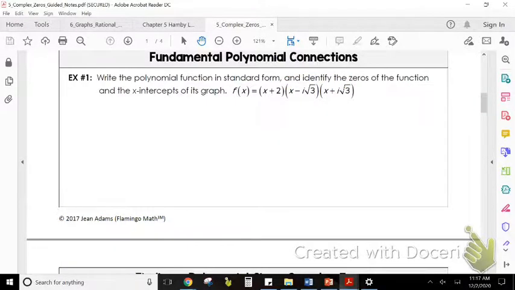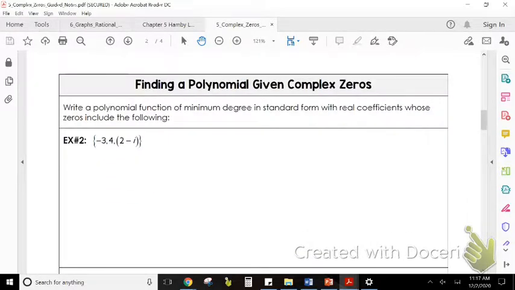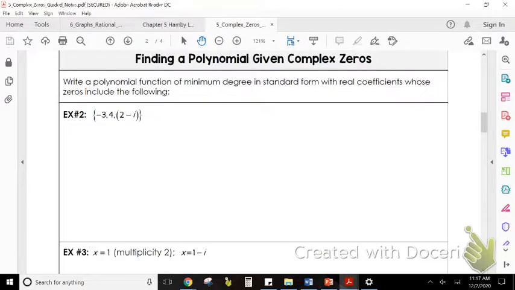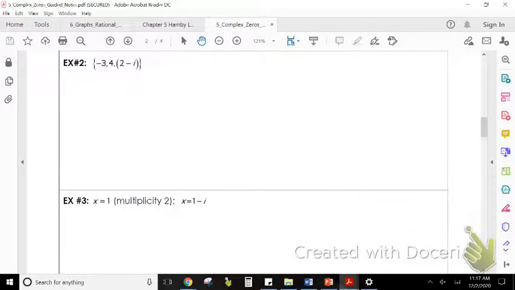All right, so moving on, let's look at example 2. The direction says write a polynomial function of minimum degree in standard form with real coefficients whose zeros include the following. So on example 2, we can see we have the zeros of negative 3, 4, and 2 minus i.